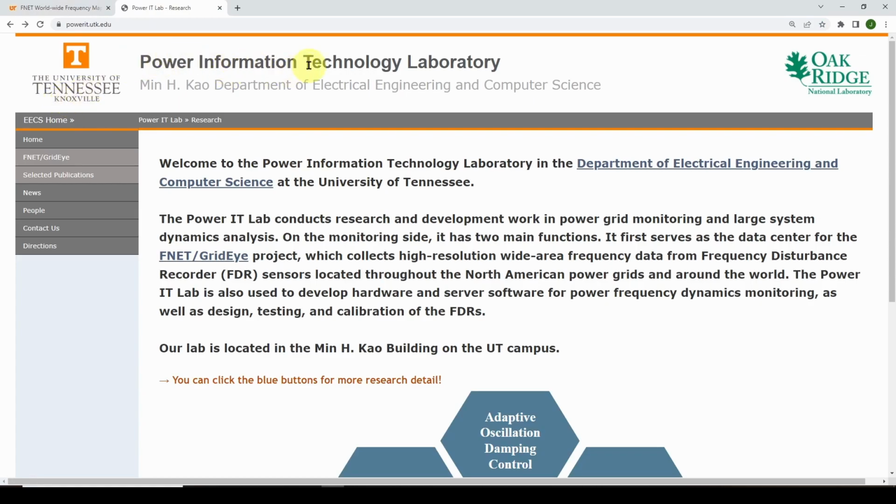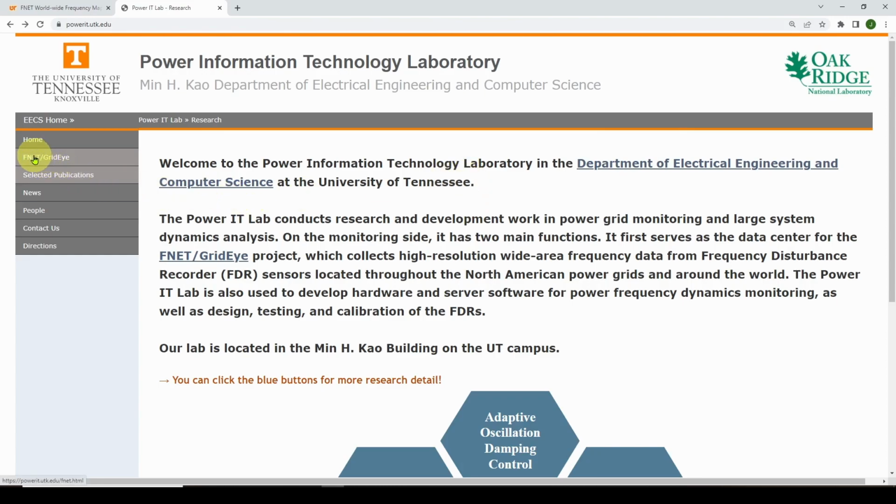And it's the Power Information Technology Laboratory, and it's at PowerIT, POWERIT.UTK, which is University of Tennessee at Knoxville.edu. And you'll come to this main page, and apparently they are working in conjunction with the Oak Ridge National Laboratory here in the US.